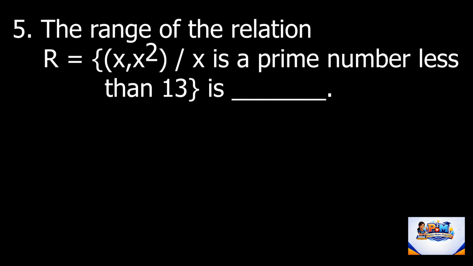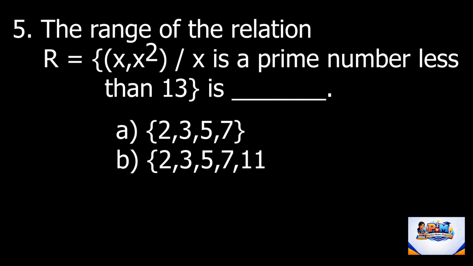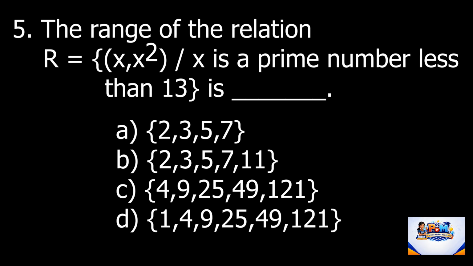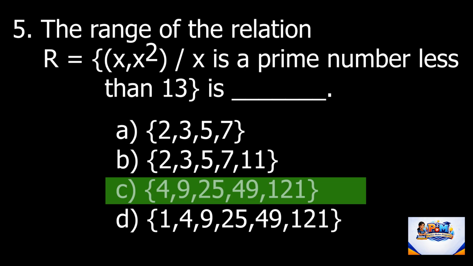Now, the fifth question is the range of the relation R equal to the set containing the ordered pairs (x, x square) where x is a prime number less than 13 is dash. Options are the set 2, 3, 5, 7, the set 2, 3, 5, 7, 11, the set 4, 9, 25, 49, 121, the set 1, 4, 9, 25, 49, 121. The correct answer is option C, the set 4, 9, 25, 49, 121.